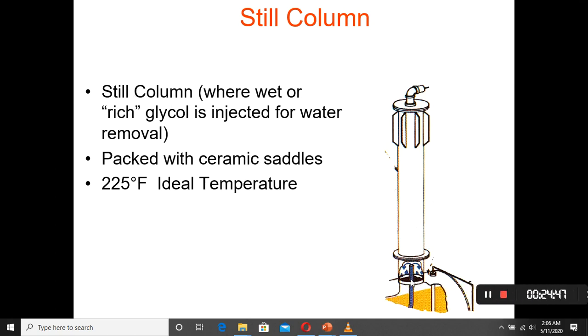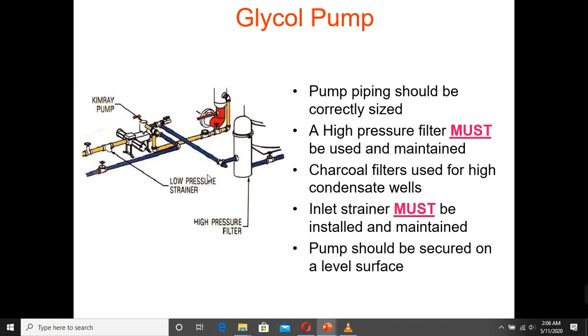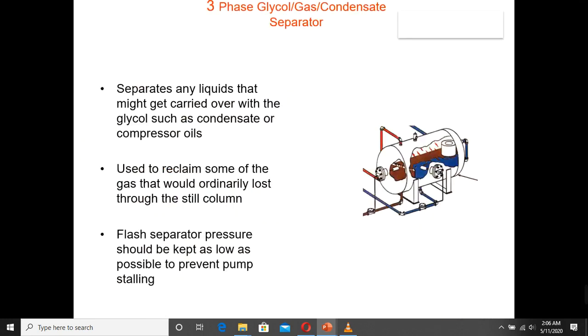Then finally, we use this still column to remove the water vapor from the remaining glycol, and we use it under 225 degrees Fahrenheit. Then we have the glycol pump, which should be correctly sized. There is also a high pressure charcoal filter, to give it enough pressure so that the whole process goes on.